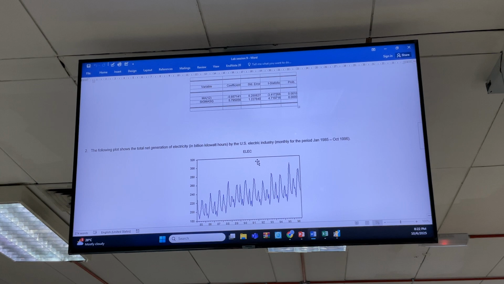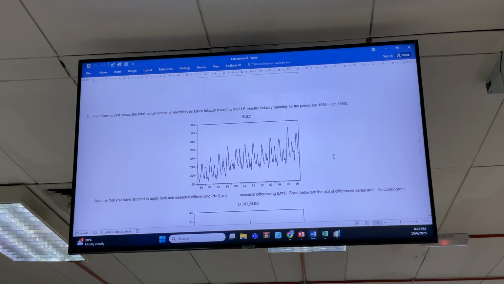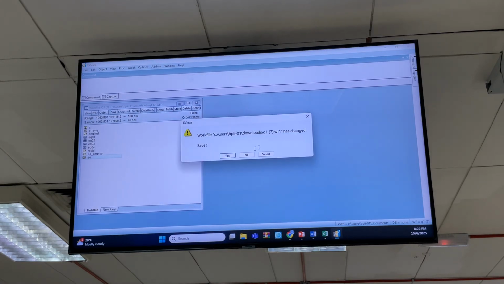Alright, question number 2. This one you also get to see data. Similarly, you perform the unit test. The seasonal difference is already sufficient to make this stationary actually. But let's say we want a model with zero mean, so we decide to apply further differencing. We apply both, and then we get the potential model, the previous one.